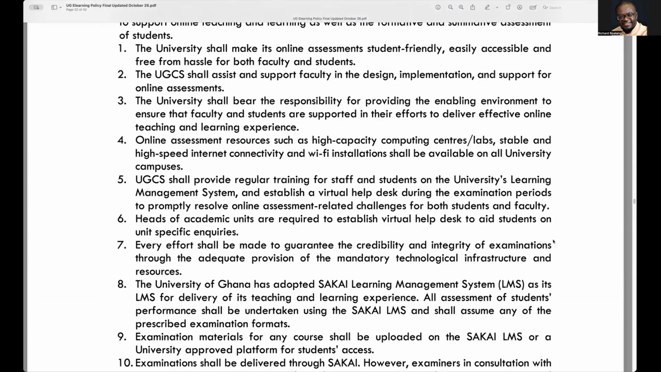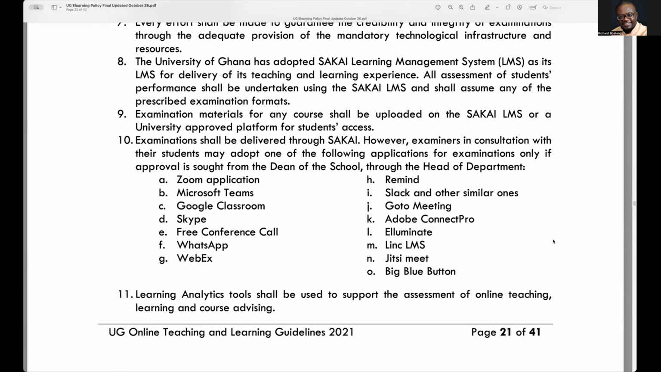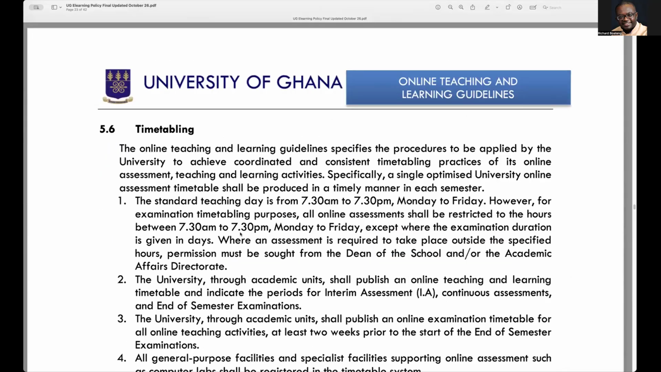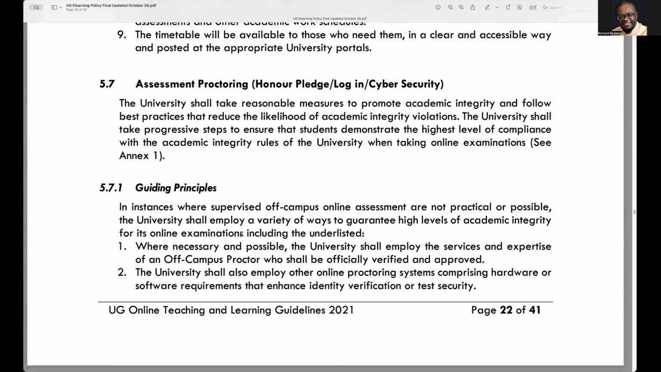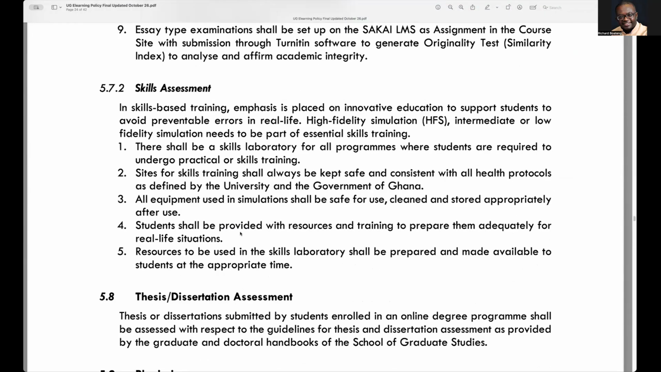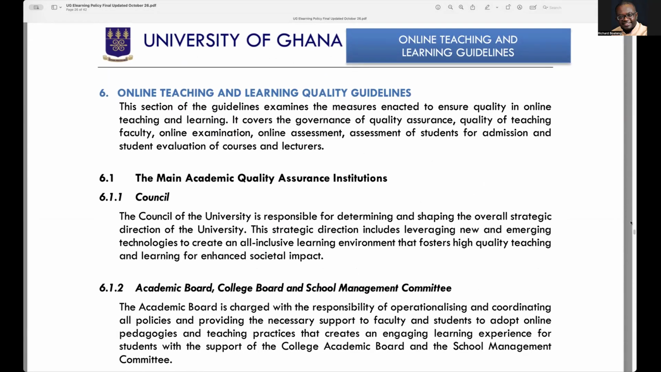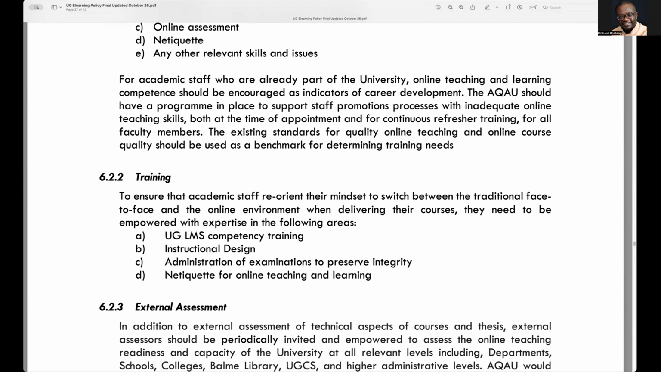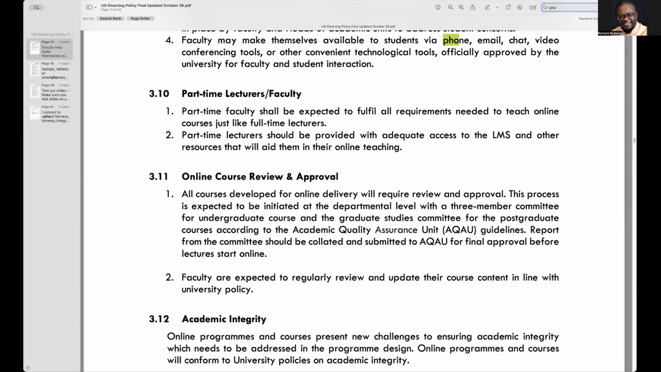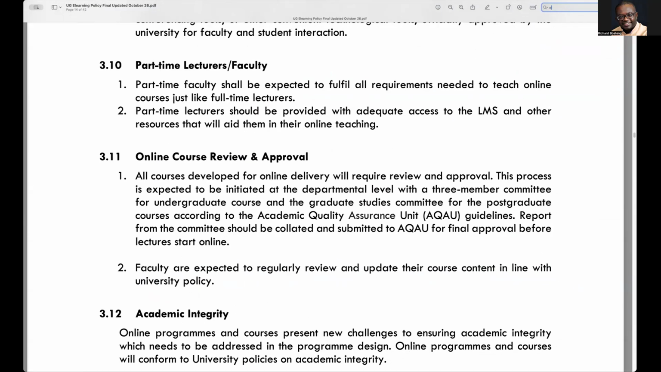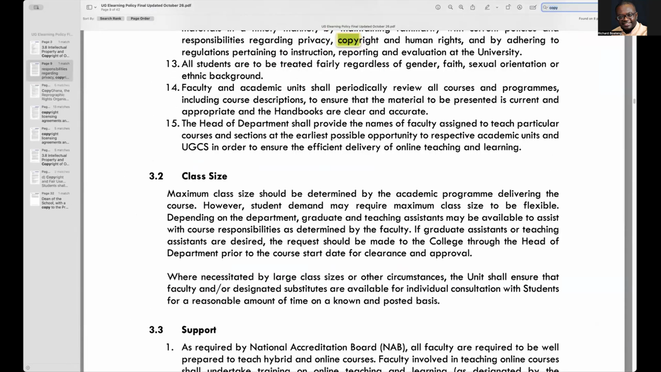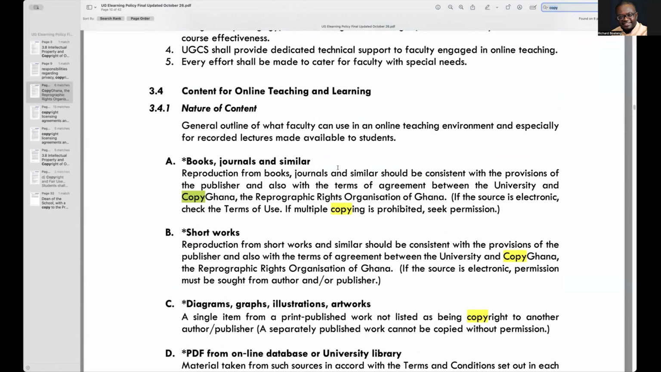Training, online assessment. So, okay, these are the software we use: Zoom, Microsoft Teams, Google Classroom, Skype. All of these things are part of it. Timetabling, proctoring. That's okay. Plagiarism, archiving. Oh, I don't think I have it here. Okay. Let me see if I can find photocopy. Anyway, it's somewhere. Okay, copyright. Good. That's it.